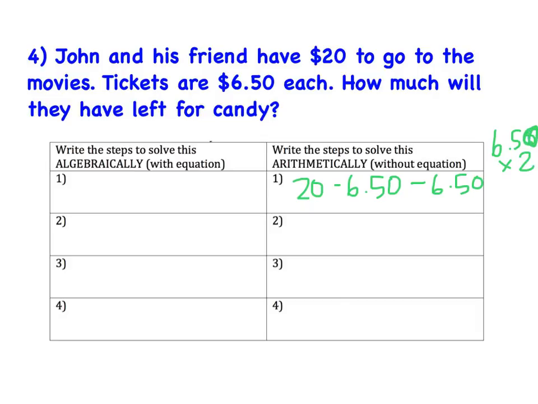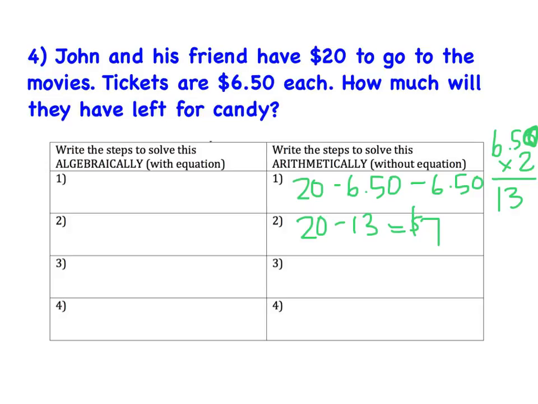Sorry, that's supposed to be 6.50. 6.50 times 2, which would be $13. And I could write another expression, 20 minus $13. Okay, that's the amount that it's going to cost to pay for both tickets. The question is, how much will they have left for candy? Well, 20 minus 13 is going to give me $7.